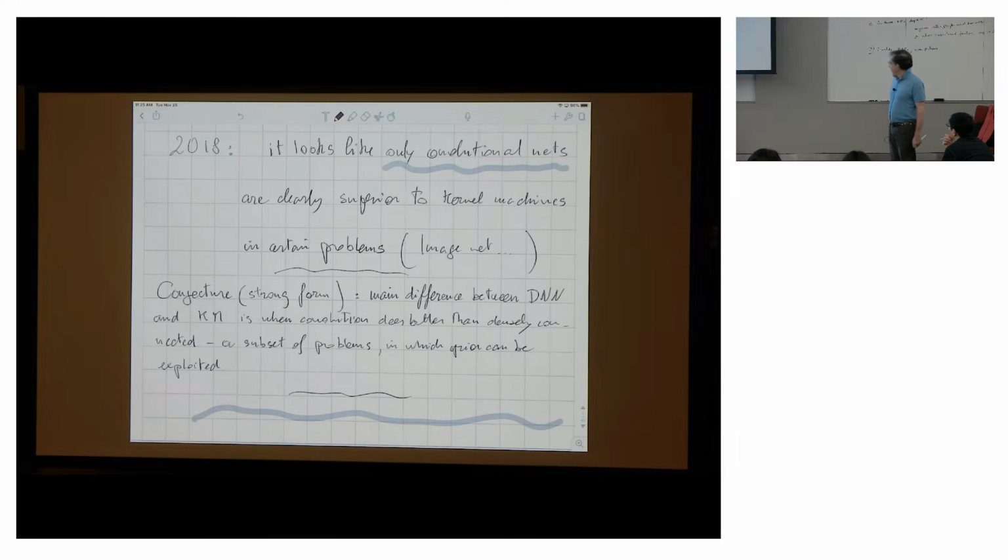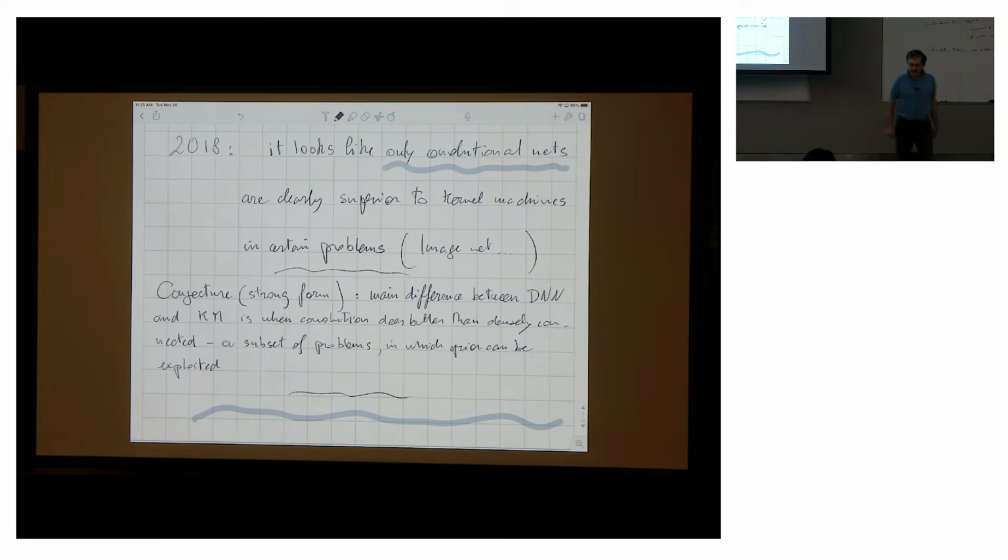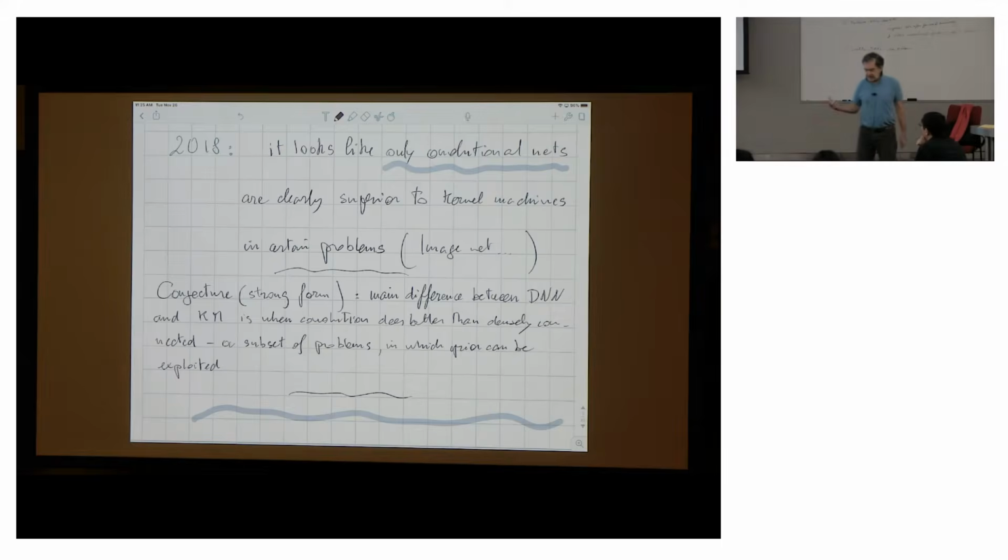So, you know, another way to say this is that problems in which convolutional networks are not doing better than densely connected networks are also problems where well-engineered kernel machines do as well. There is some evidence for it. It's far from being proved. Empirical evidence. Okay.